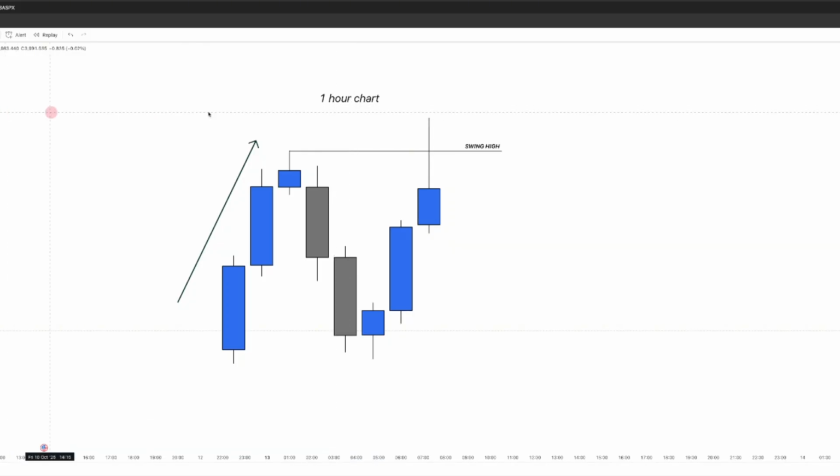That's why we look at two things before we take any entry: confirmation and rejection. This zone up above has rejected, so this is a rejection zone. And where did the market close from? We confirm that the market has closed around here, so this is our confirmation zone. We have a confirmation zone and also a rejection zone.